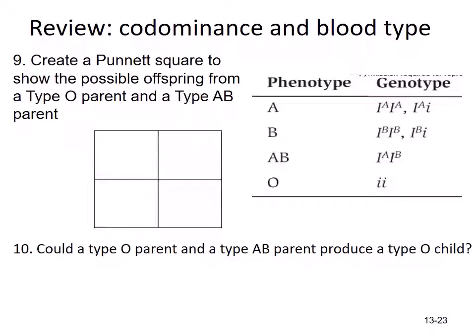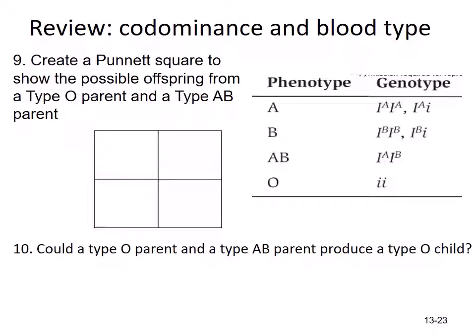So create a Punnett square to show the possible offspring from a type O parent and a type AB parent. The phenotypes for blood type could be type A, and the genotype for that would be either big IA, big IA, little i, or the phenotype could be type B with big IB, big IB, little i, or type AB where we have big IA, big IB, or O, which is little i.